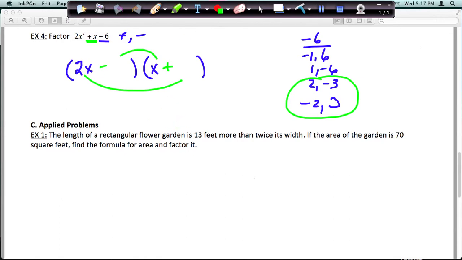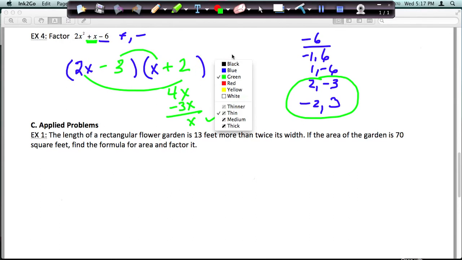So let's switch the 3 and the 2. I think now the 3 is here, right? And the 2 is here. And we get 4x and negative 3x. And when I add those, I actually get my positive 1x. So that is factored correctly. So it's 2x minus 3 and x plus 2 is what this factors to be.